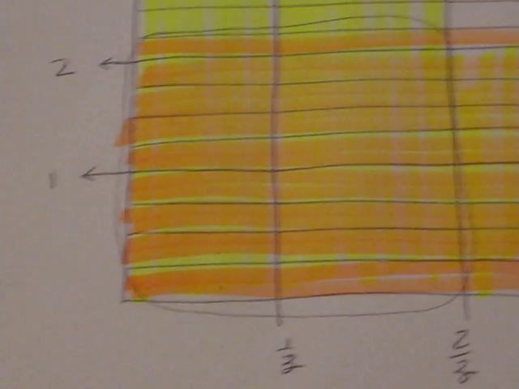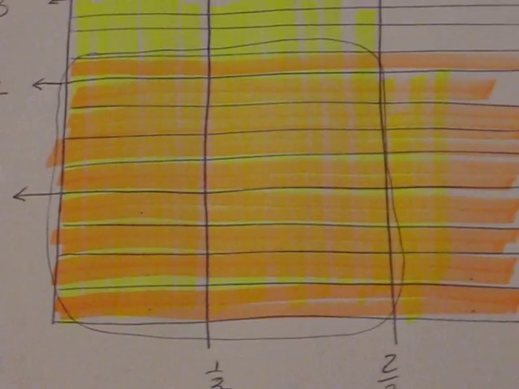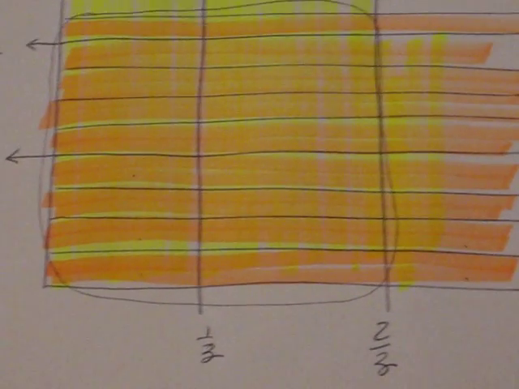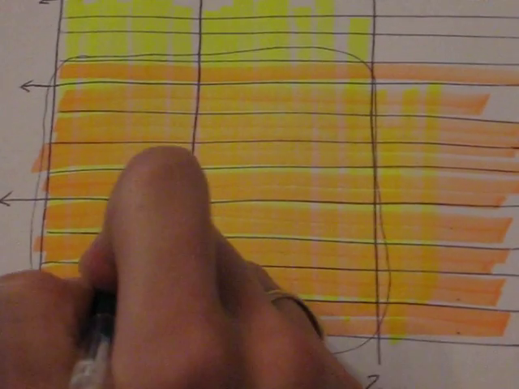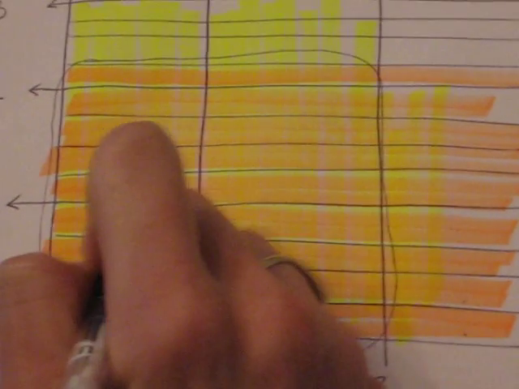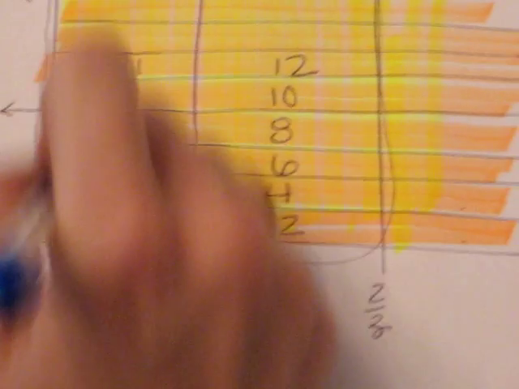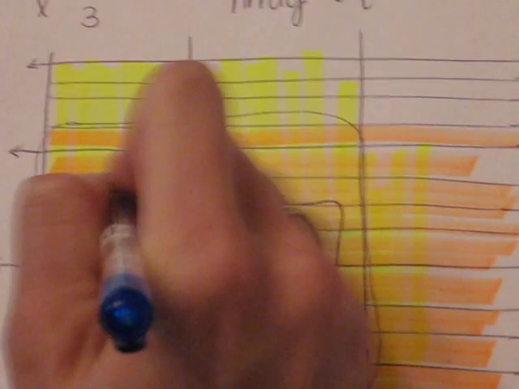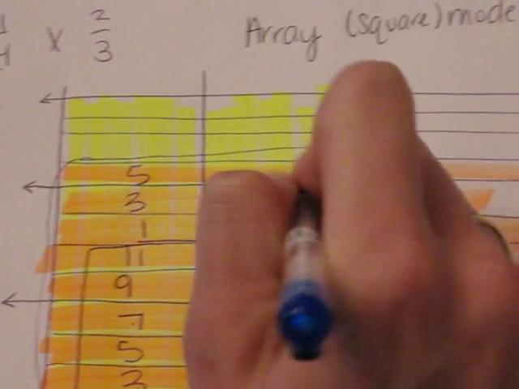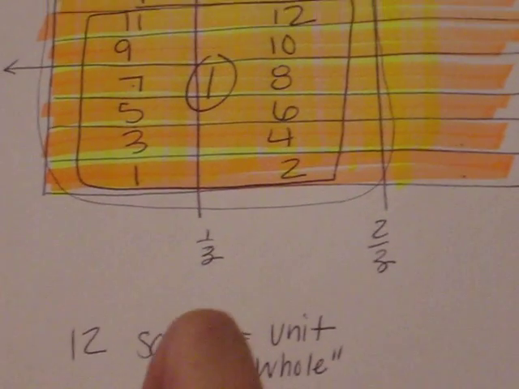Okay, so now we're going to see that it takes 12 squares to make 1 whole unit. So I'm going to count them off, and when I get to 12, I'm going to make that a 1. 1, 2, 3, 4, 5, 6, 7, 8, 9, 10, 11, 12. 12 squares makes 1 whole. 1, 2, 3, 4, 5, 6. Well, I have 1 and 6 out of 12.